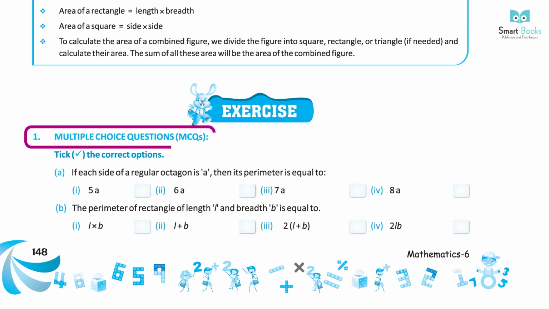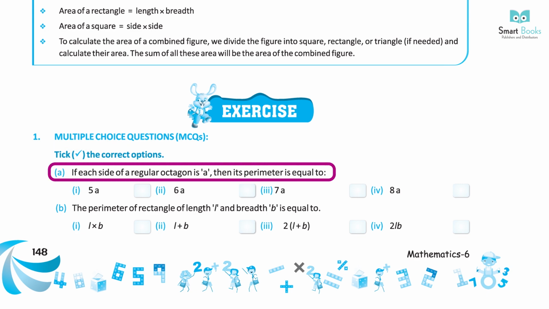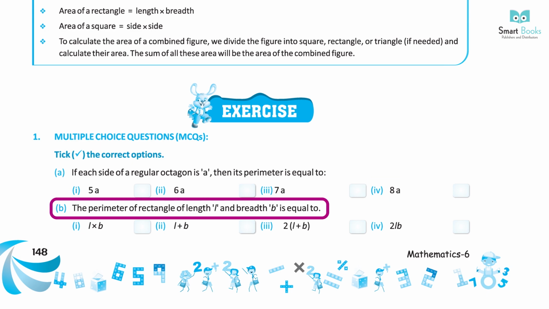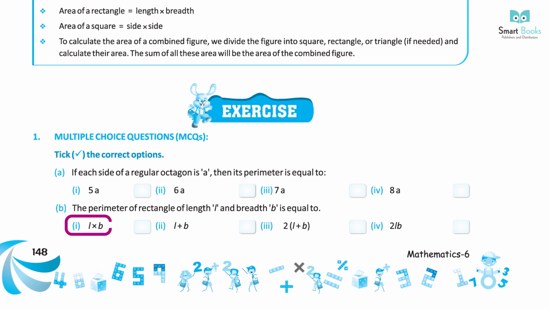Exercises. Question 1. Multiple choice questions. Tick the correct options. A. If each side of a regular octagon is a, then its perimeter is equal to first 5a, second 6a, third 7a, fourth 8a. Solution: fourth, 8a. B. The perimeter of a rectangle of length and breadth is equal to first length into breadth, second length plus breadth, third 2 into length plus breadth, fourth 2 length breadth. Solution: third, 2 into length plus breadth.